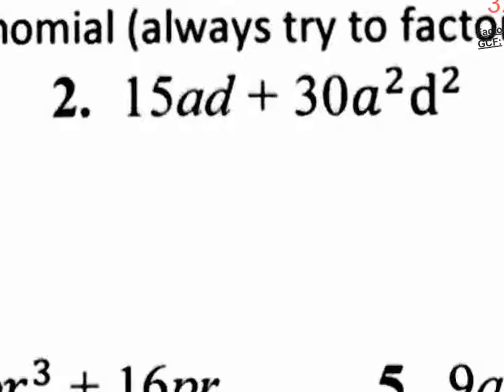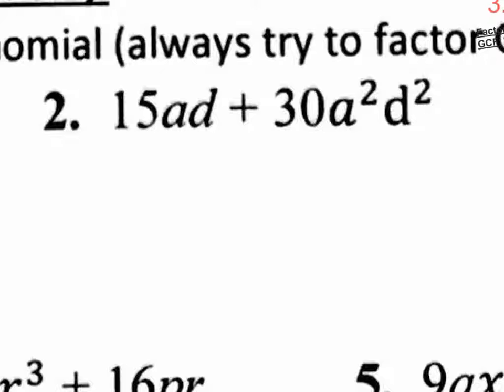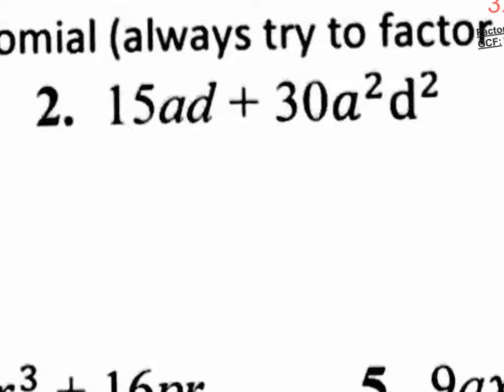Let's move on to number 2. Number 2, we have another binomial, but there's a couple of variables in here, a's and d's. Let's start with the coefficients, 15 and 30. Could you pull out a 5 from both of them? Yeah, but that's not the greatest value you could pull out. You could actually pull out a 15 from here and a 15 from there, right?